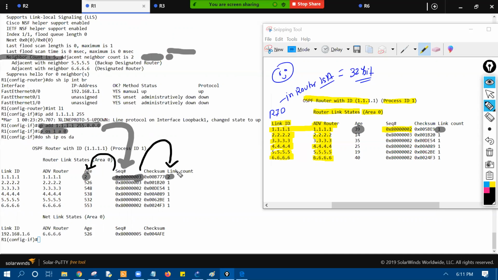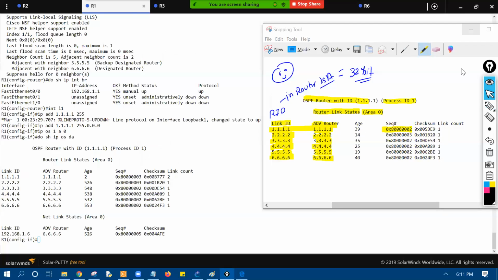Excuse me, sir. Can you repeat that second column, sir? AD, advertising router. Who is advertising this router? This is the router LSA. Who is advertising this LSA? R1. Okay.